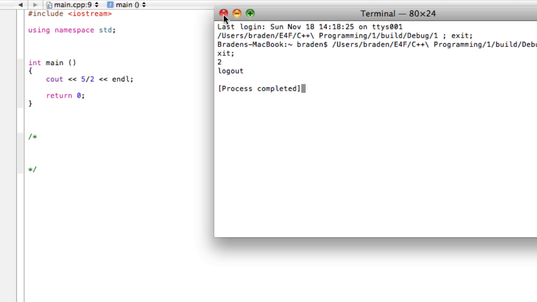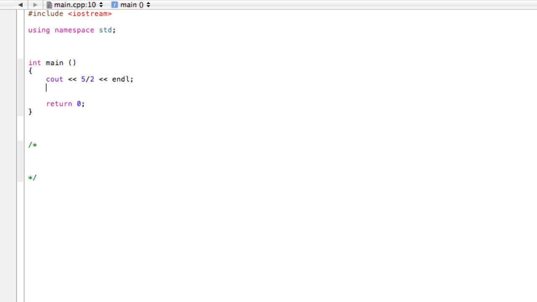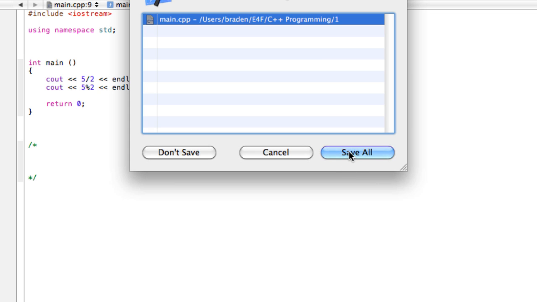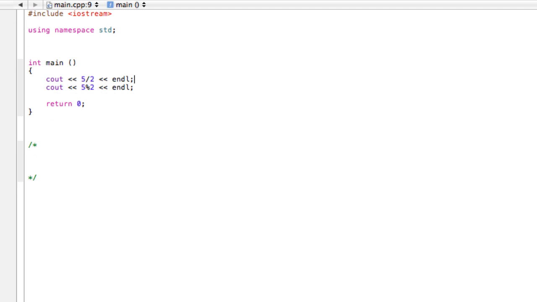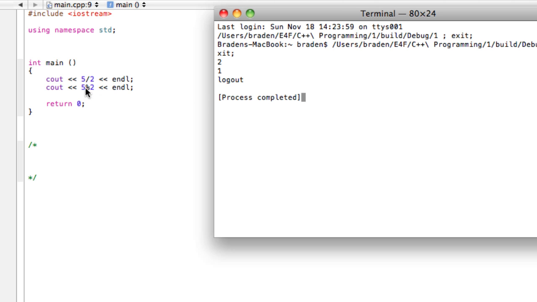That doesn't give us the remainder. If we want to find the remainder, we have to use the modulus symbol, or modulus operator. We can do the same thing down here: you have the percent sign, which is the modulus operator, 2, and then again endl. If we run this program, we see that it prints a 2 and then a 1. So these are doing two different things. The division operator returns everything but the remainder, and the modulus operator only returns the remainder. 2 goes into 5 two times completely, with a remainder of 1.